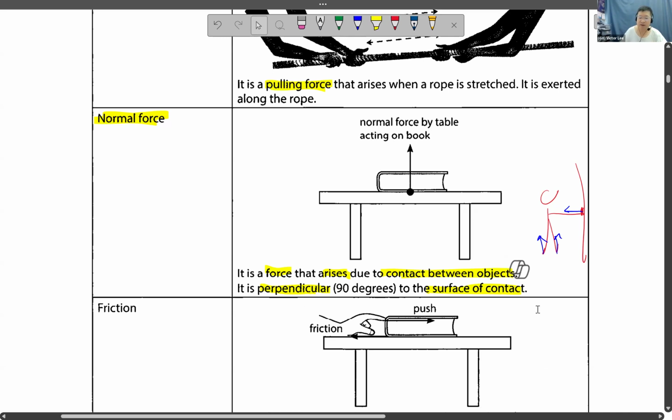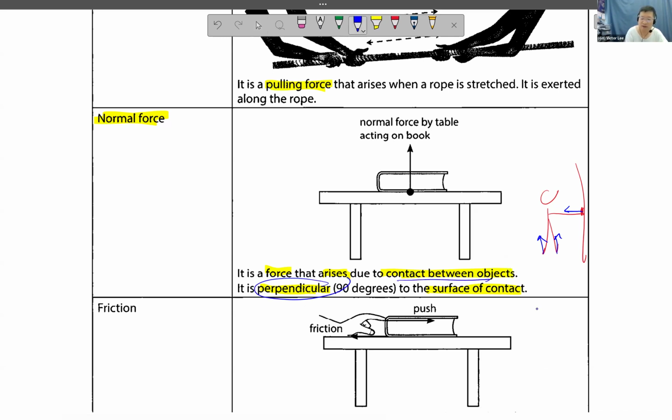These are the key points. It's due to the contact between objects and it's perpendicular to the surface of contact. So I place a cup on the table. The table force acting up is called the normal force.